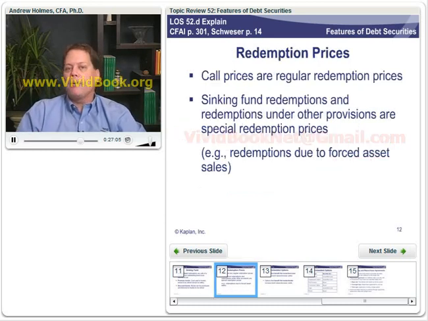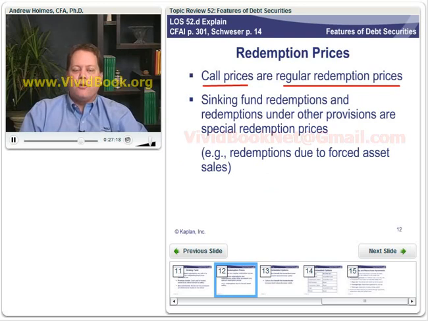Now, what about redemption prices? When the firm is calling an issue at a call price, that's called a regular redemption price. On the other hand, sinking fund redemptions and redemptions that come from other sources of required redemption, something like a forced asset sale, occur at special redemption prices. So when we talk about the sinking fund, we can have a bond that's callable at 102, but if we have a sinking fund requirement, so the firm has to redeem part of that bond, they're not going to do it at the call price.